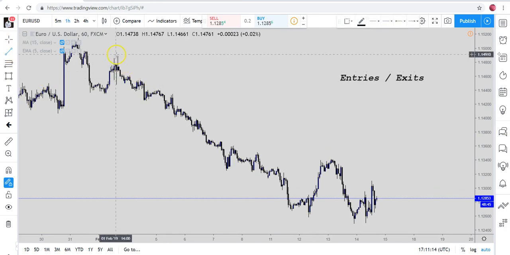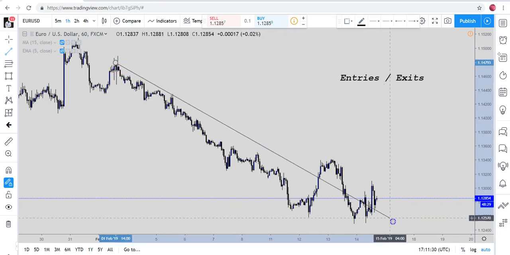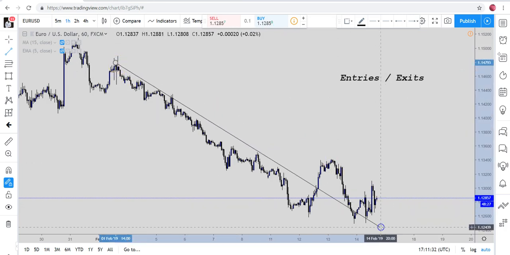But here we are. The style that I trade is trendline breaks. Once I see a trendline break, that tells me that a pair is ready to transition. May not be right then and there, but it is gearing up to do so. So here we are. We have a nice trend line over the top, like so.